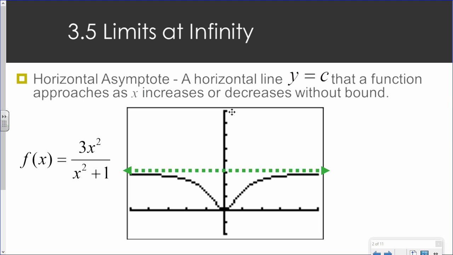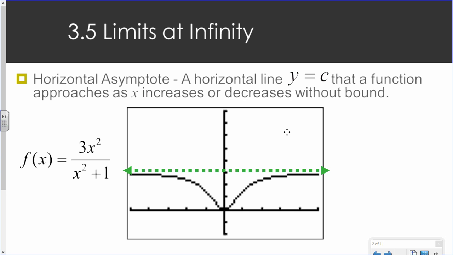All right, now you'll notice that this is going to come out of chapter 3. I don't know why it is in chapter 3. It should be in chapter 1 with the rest of the limits. We're going to talk about limits that are infinity.